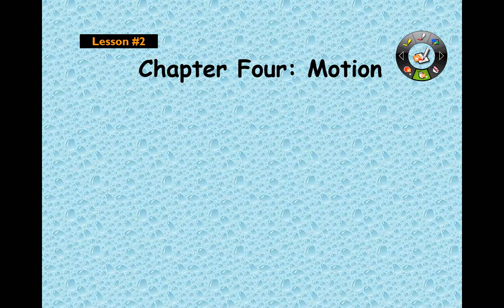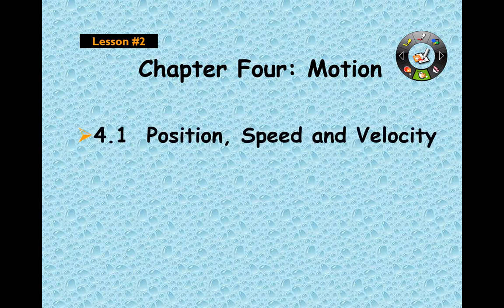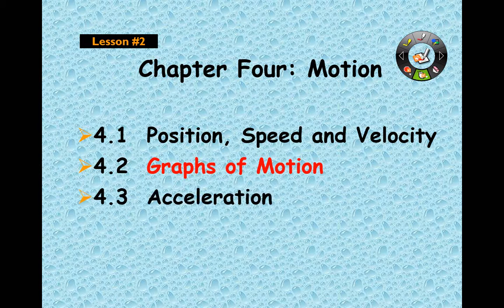Ladies and gentlemen, this is Tolbert's class, Chapter 4, Lesson number 2. So we've already covered position, speed, and velocity. Now we're going to be covering various different graphs of motion. The final lesson in this particular series will be acceleration. This is Chapter 4, Lesson 2, Graphs of Motion.